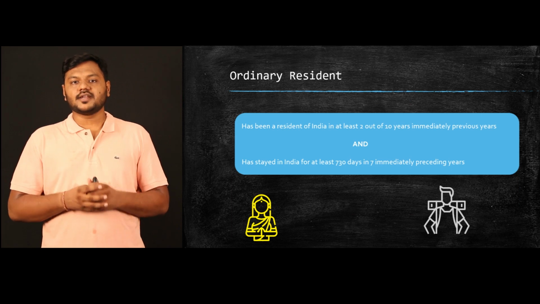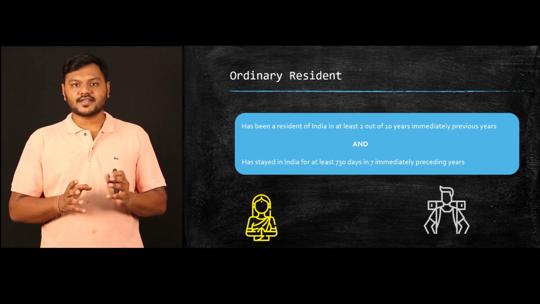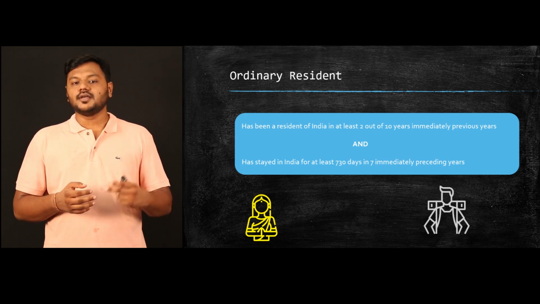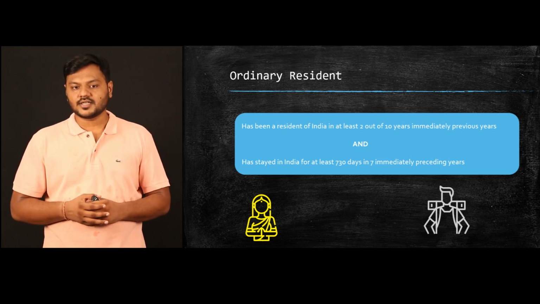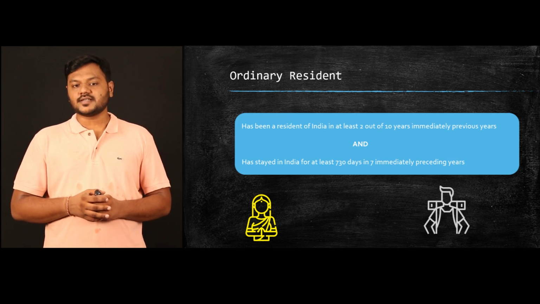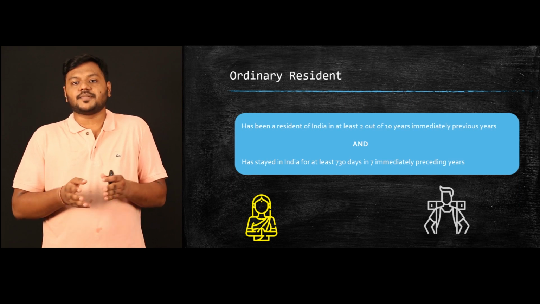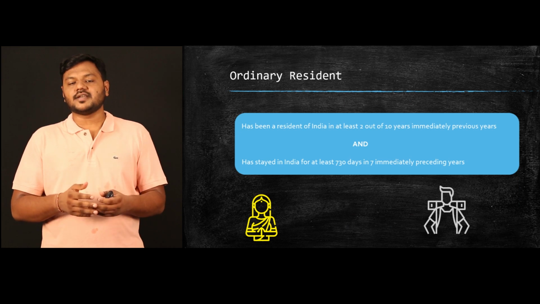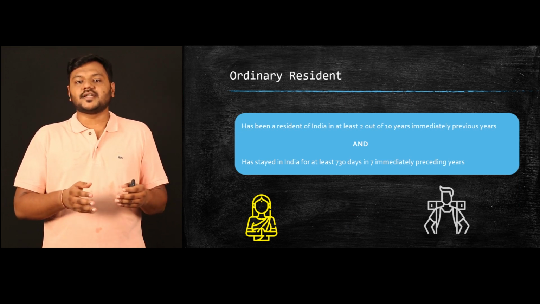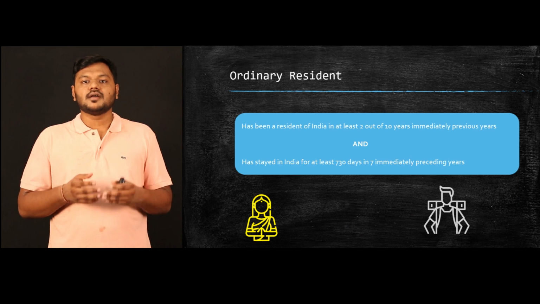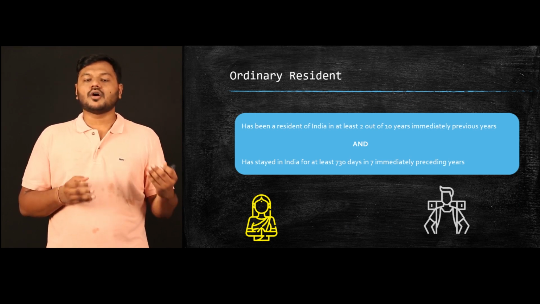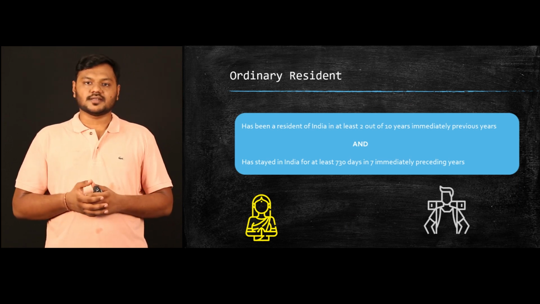If you want to be an ordinary resident, first you have to be a resident. That is completely okay. And now if you are a resident, you need to fulfill two more conditions. Condition number 1, a person has been a resident of India for at least 2 years out of 10 immediately preceding previous years, and he has to stay in India for 730 days out of 7 immediately preceding years. So again, if you are a resident, you need to see whether you are an ordinary resident or a resident but not ordinary resident.